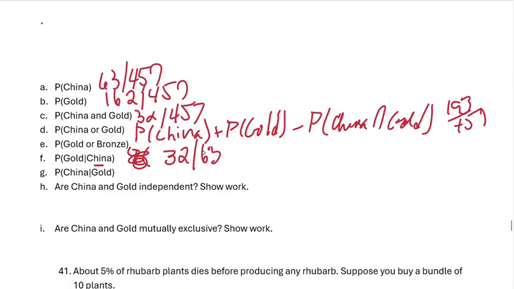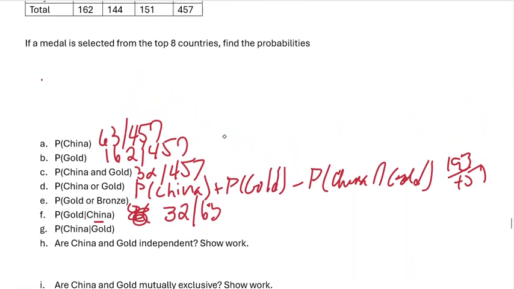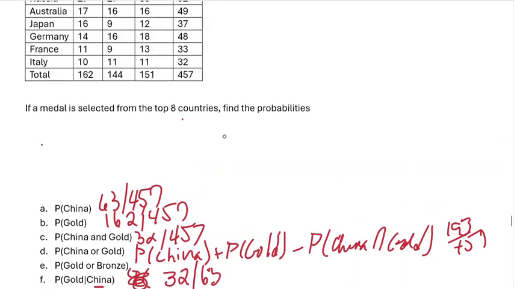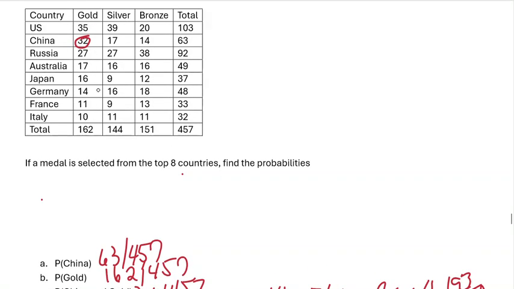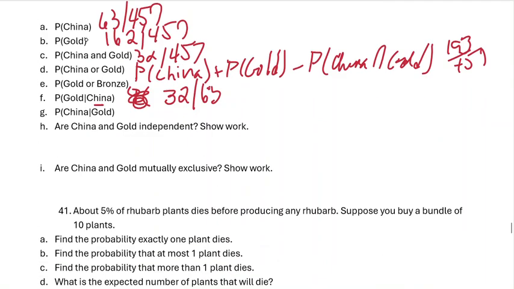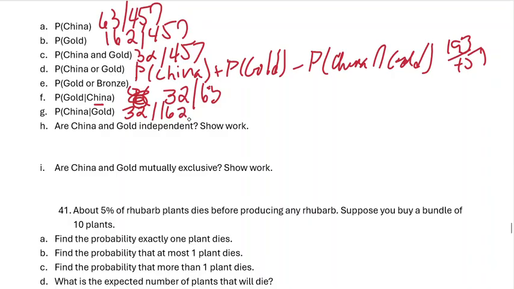Now, for the formula for China given gold, that's going to be the other way around. It's going to be China given gold, so you're only looking in the gold column. China given gold is going to be 32 over 162. To test whether China and gold are independent, is the probability of China equal to the probability of China given gold?